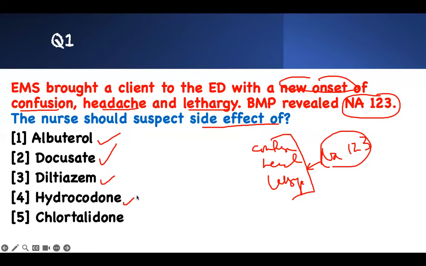Hydrocodone makes you constipated. It can drop your blood pressure. I don't have anything here. It can drop your respiratory rate because it's an opiate. It can give you urinary retention too. There are so many things about this medication, but it does not cause confusion. Even though it makes you drowsy, it does not cause headache and no lethargy. It does not even drop your sodium to 123.